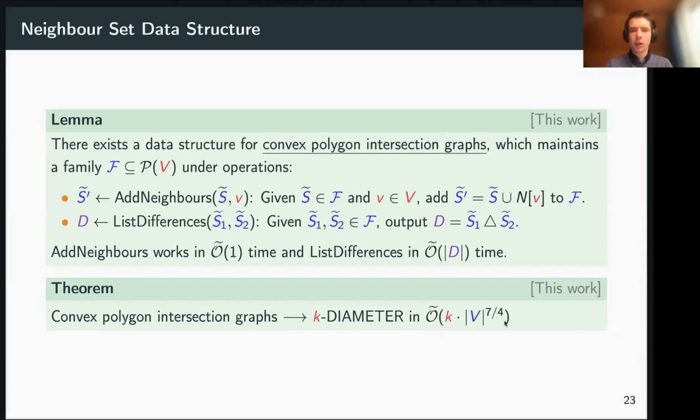Okay, so the plan now is to assume that this data structure exists. We'll come back to it at the end. And I'll show how to adapt the algorithm to use this data structure.